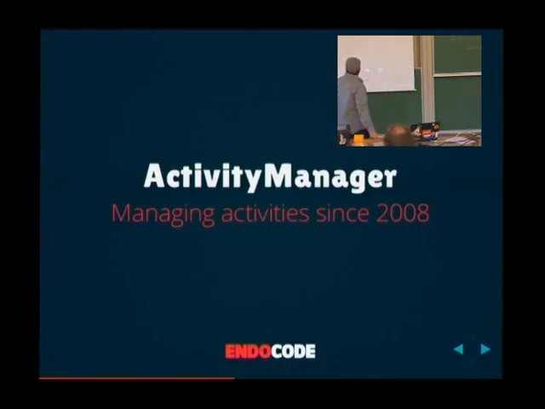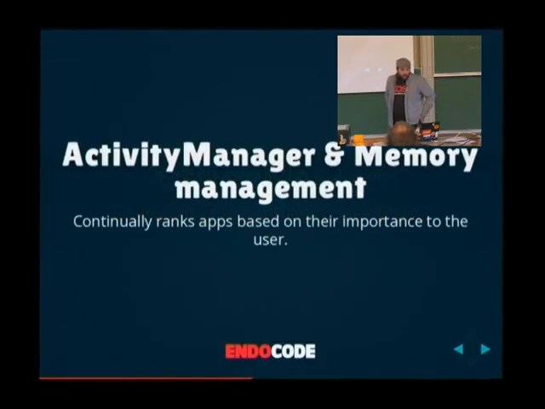Okay, so Activity Manager is pretty much a central part of Android. It does a lot of things. We're going to be looking, very briefly, at the way it orders your applications by priority, and then it uses this information that it's maintaining to tell the low memory killer which apps have which priority. Activity Manager is always maintaining a list of the applications and their importance to the user or to the system.